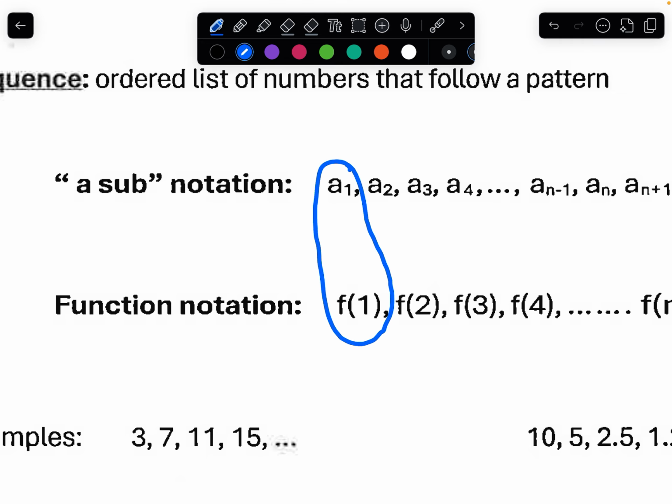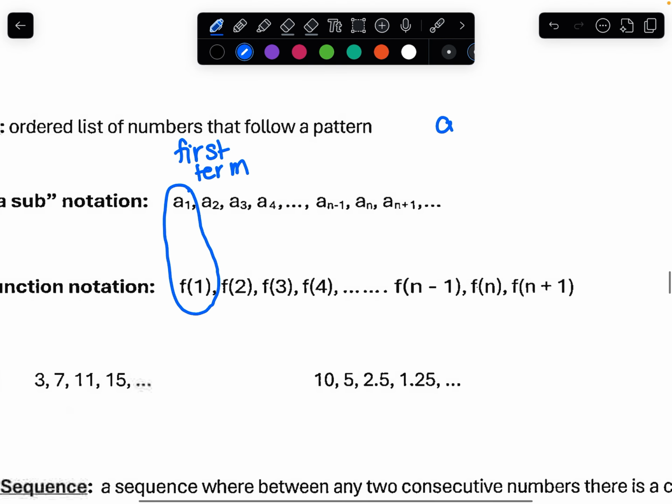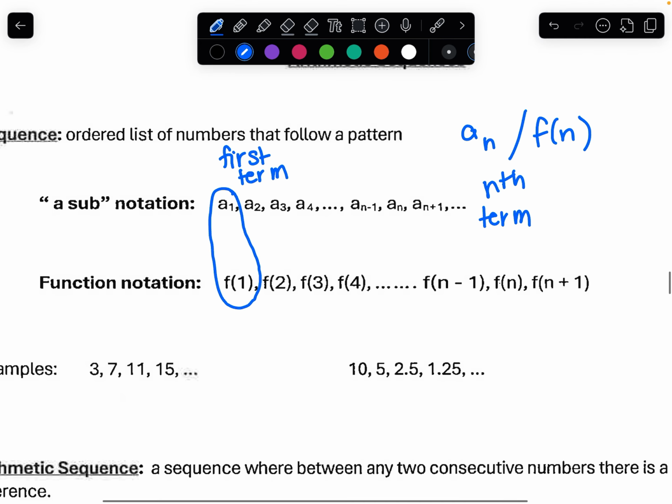How we say this first one is a sub 1. What this represents is your first term in the sequence. So a sub 2 is the second term, a sub 3 the third term, and so on. And when we get to a sub n or f of n, this represents the nth term in the sequence, just some random term.